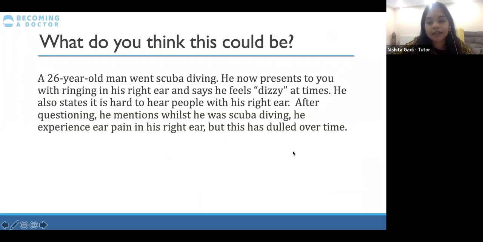Okay, last case, no more audiograms. A 26-year-old man went scuba diving, and he now presents to you with ringing in his right ear, and he says he feels dizzy all the time. He also states that it is hard to hear people with his right ear. After questioning, he mentions that whilst scuba diving he experienced ear pain in his right ear, but this dulled over time. What do you think it could be? Okay, that's good. Anyone else with any suggestions?